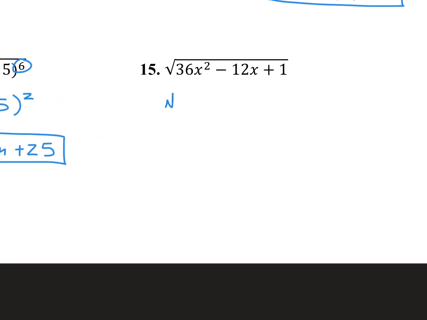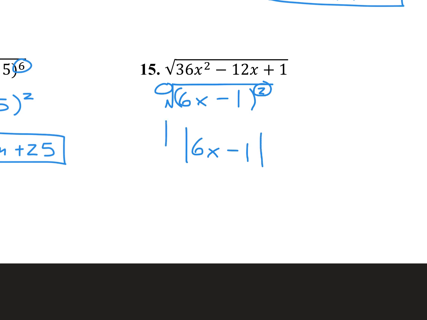For 15, I would factor that. I noticed right away it's a perfect square trinomial. So I divide the 2 by the 2. I get 6x minus 1 to the first power. The exponent went even to odd, so I need my absolute value.